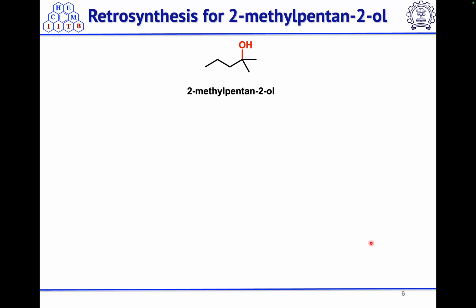So in this slide, if you see the heading, it is retrosynthesis for 2-methylpentan-2-ol. If you see the IUPAC nomenclature, this is one, two, three, four, five. Now we will do the retrosynthetic analysis for this simple molecule. This molecule has one tertiary alcohol, so in this center, this is a 3 degree tertiary alcohol.